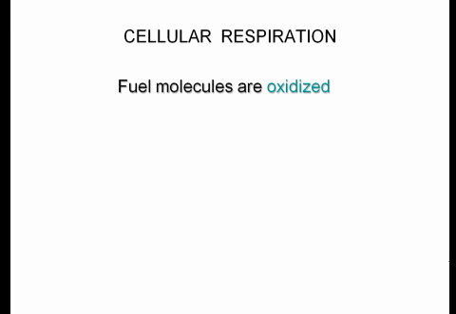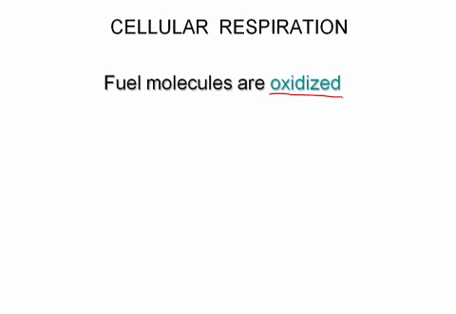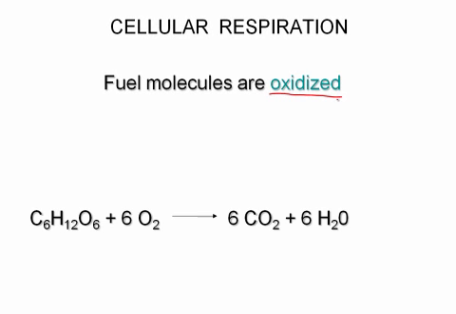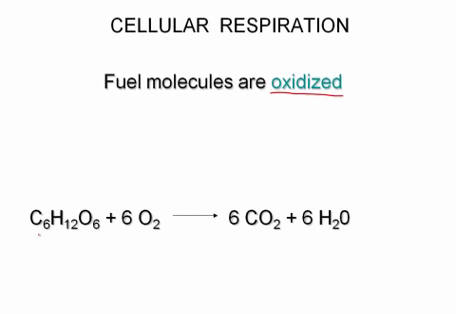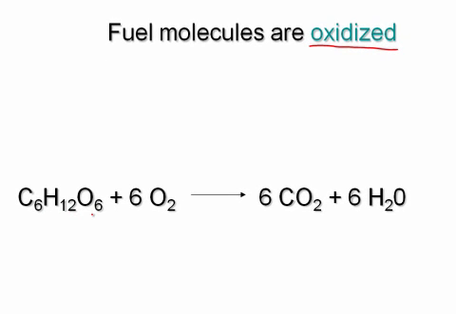In lesson 7, we're going to examine cellular respiration. In cellular respiration, fuel molecules are going to be oxidized, and we remove energy from those to make ATP. This is the summary reaction for the cellular respiration of glucose. C6H12O6 is glucose. So the reactant glucose plus oxygen, and the end products are carbon dioxide and water.